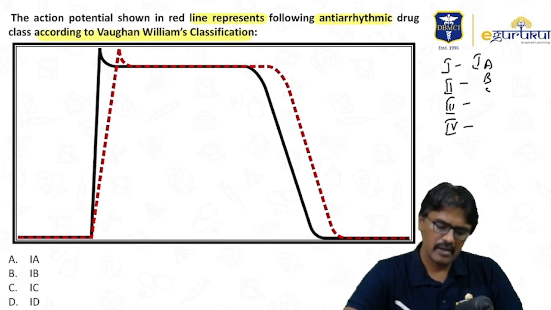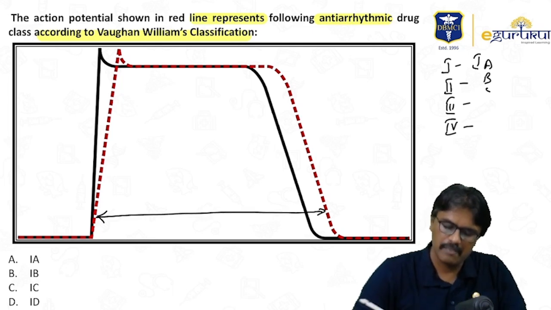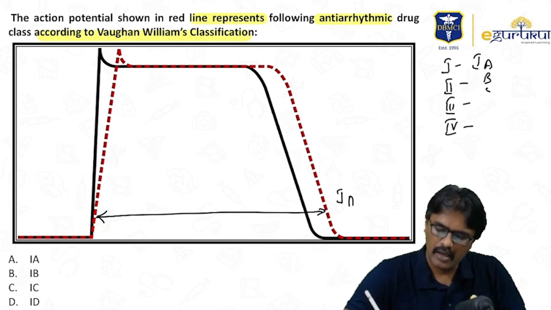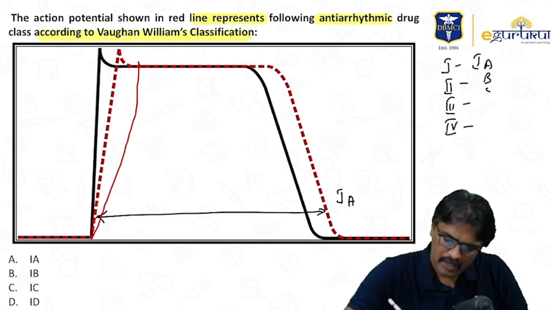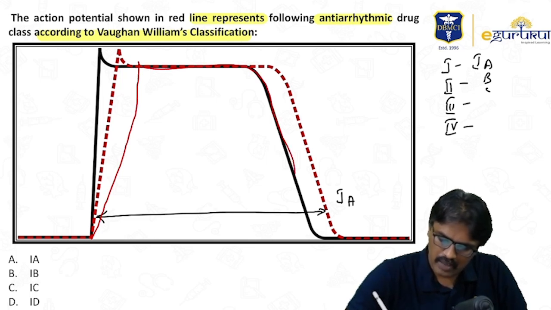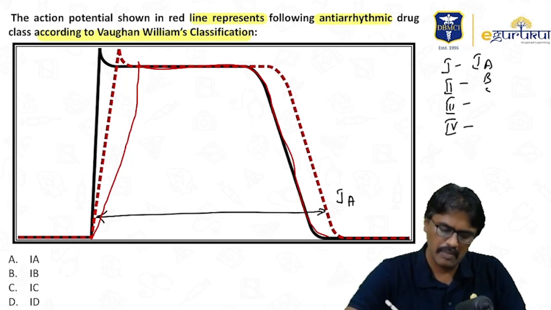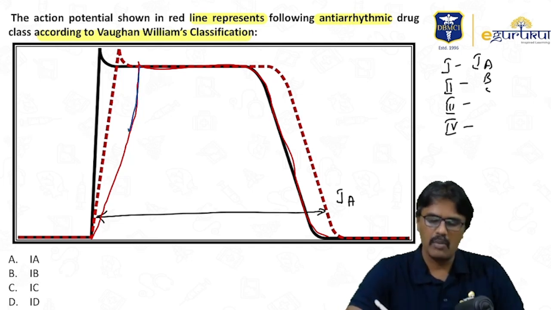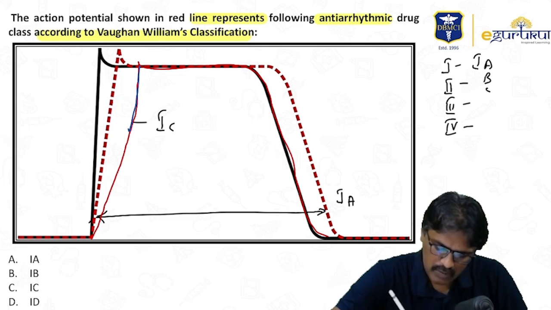Now, how do I identify that? Remember, if the action potential duration has increased, so this is the action potential duration in the graph, and if it is increased, it is class 1A. Now, what about class 1C? In class 1C, the slope dV/dt will be decreased further, and the action potential duration will be the same. The dV/dt will be here, but what about the class? This one is 1C.